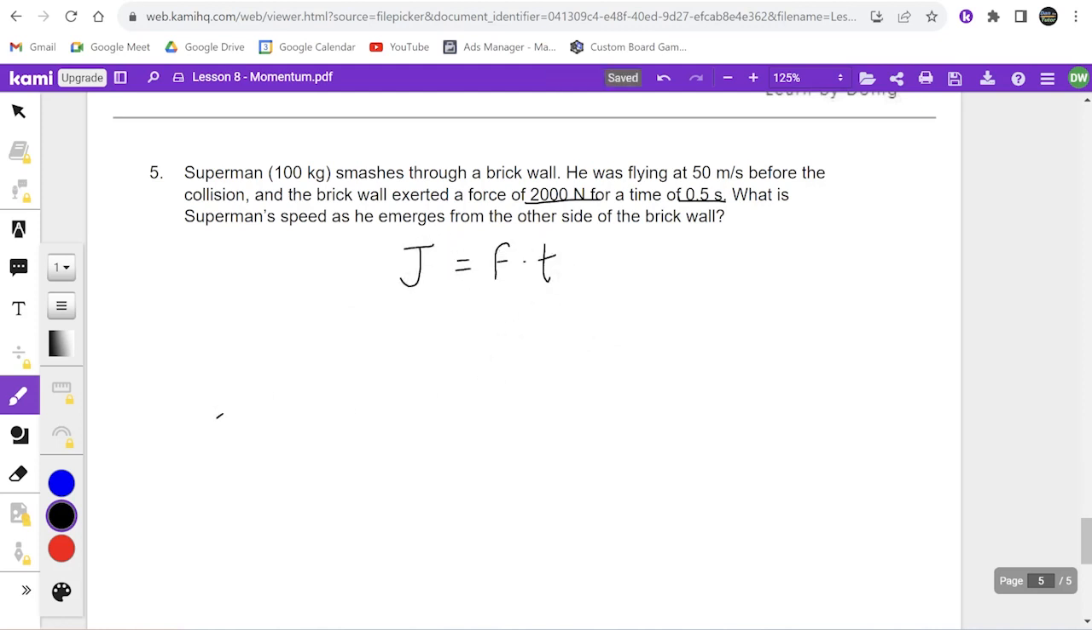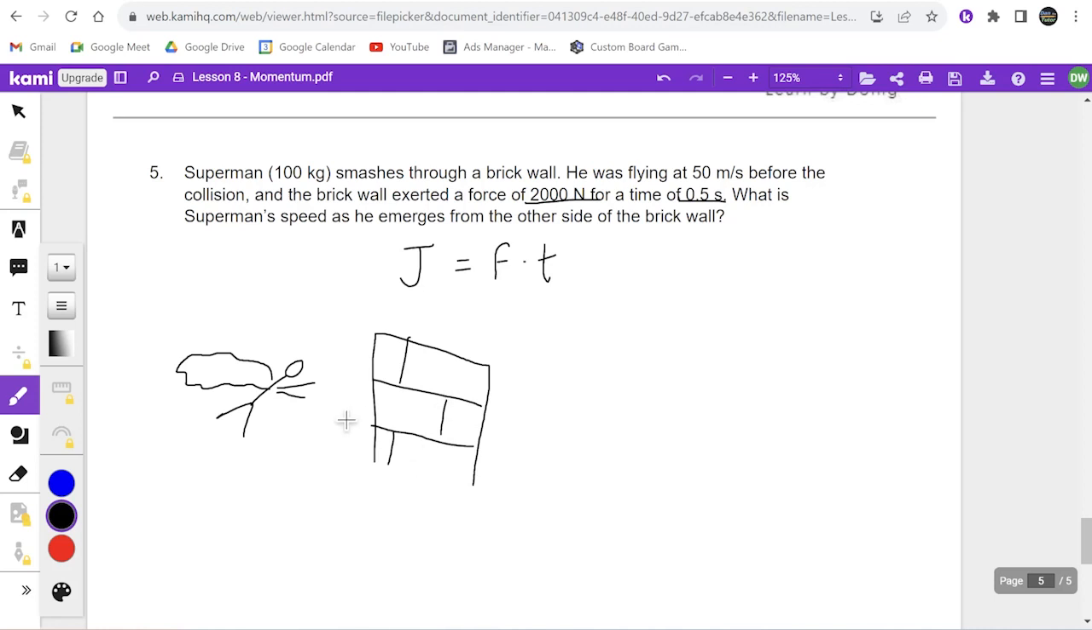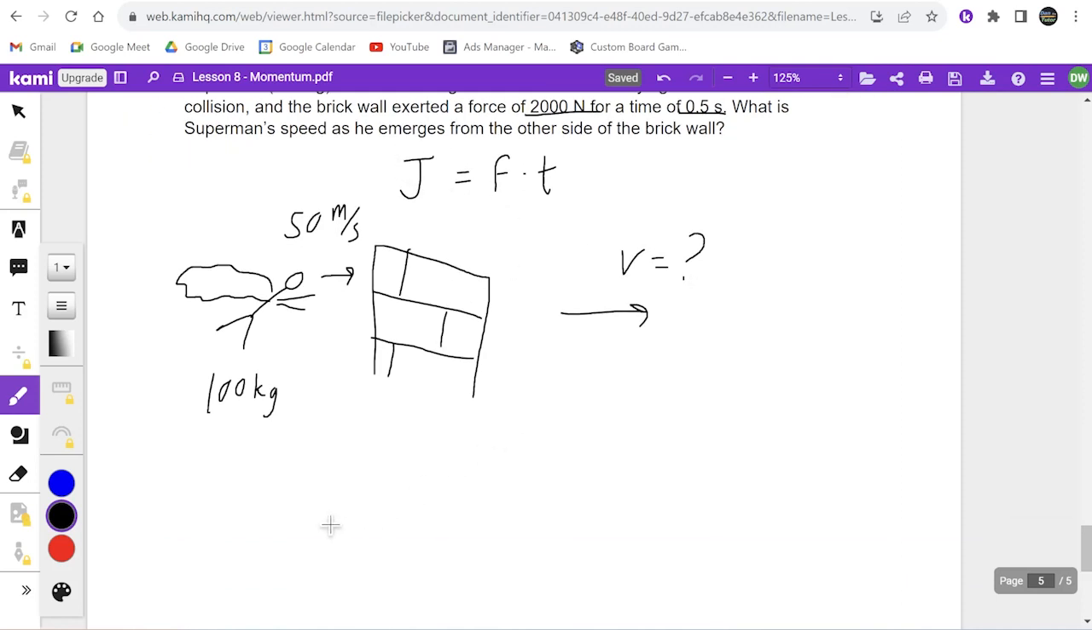I'm also going to draw a picture of this because I always like drawing a picture. So here's Superman, and he has his cape. That's one of my better pictures. And then we have the brick wall. There we go, that looks like a brick wall. He's flying with a speed of 50 meters per second. He has a mass of 100 kilograms, smashes through the wall, and emerges on the other side with some unknown speed. So since we want a speed, and I'm given the force times time, I have a feeling that once again, I'm going to have to say P final minus P initial equals the force times time.